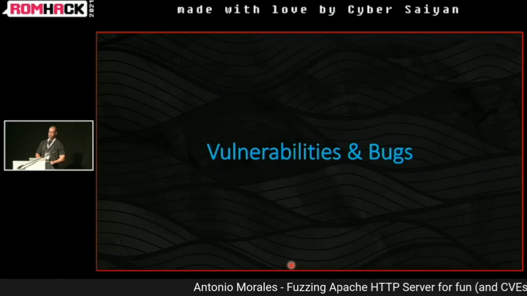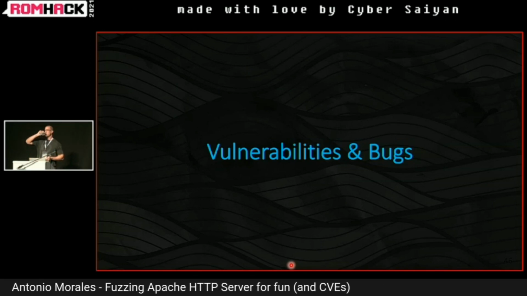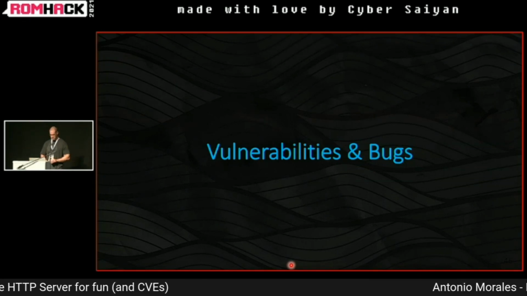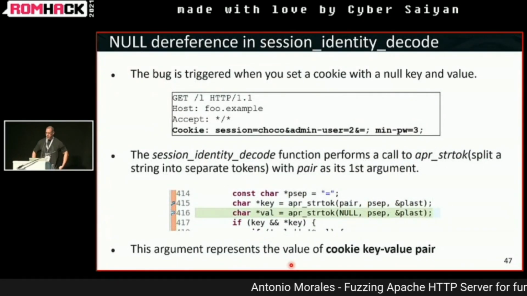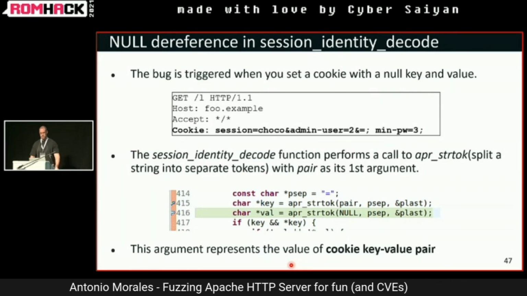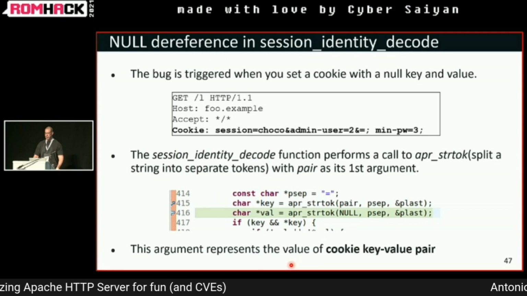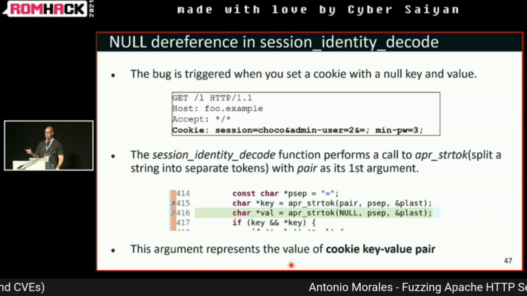Cool. So now it's time for the most expected part. Now I will show you some of the vulnerabilities and bugs that I have found. I'm going to start with a NULL dereference in the session identity decode function. As you can see here, this bug can be triggered by setting a cookie with a null key and value.